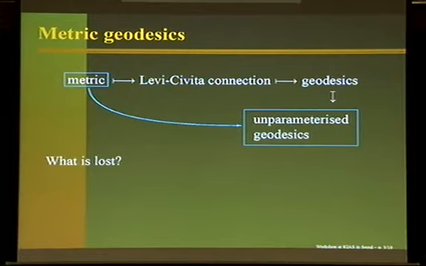First of all, what is lost? Maybe two metrics will give rise to the same collection of curves. You probably already know that this actually happens sometimes. And then the question is, what do we obtain? What I'm going to assume is that you're given the unparameterized geodesics of some connection. That's what we're going to start with on the right-hand side. We're going to try and find a metric that goes along with it.